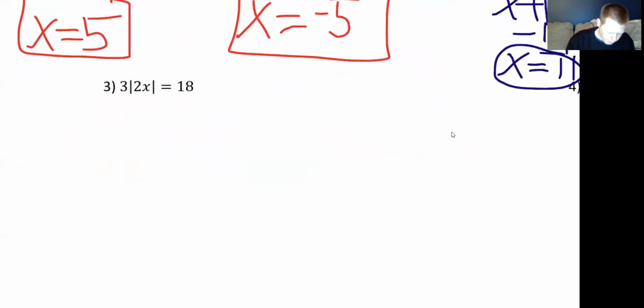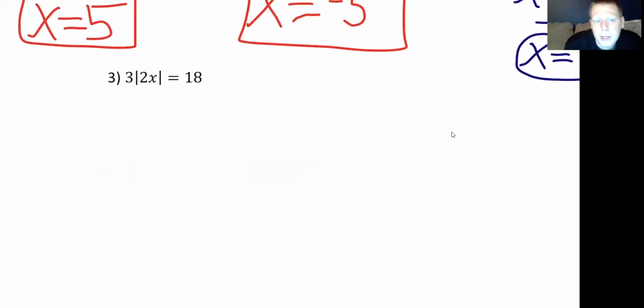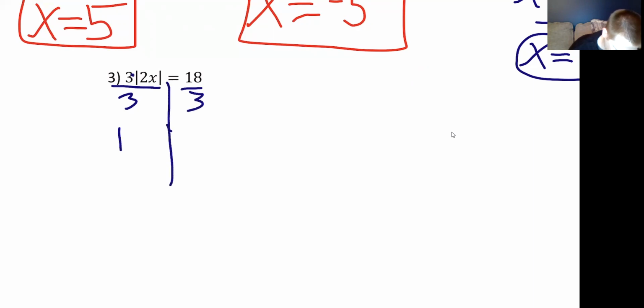One thing to be on the lookout for, number 3: we have 3 times the absolute value of 2x equals 18. You can't distribute or multiply this 3. A lot of times students try to multiply this inside the absolute value. You can only do that for parentheses. So that's not okay for absolute value. If you have a number in the very front, like 3 times this, to get rid of it, you're going to divide it to the other side. So you would have the absolute value of 2x equals 6.